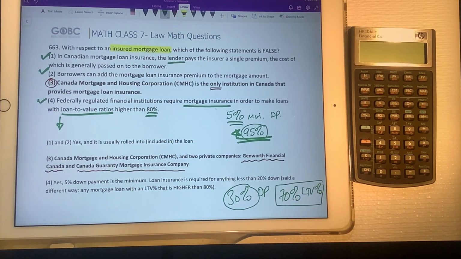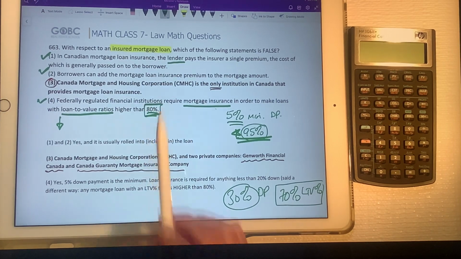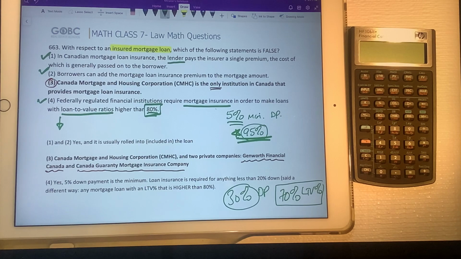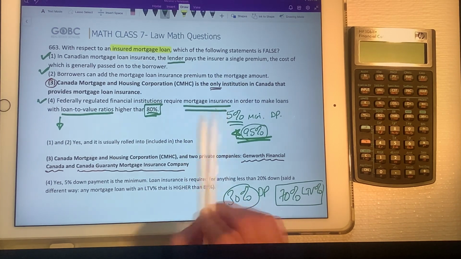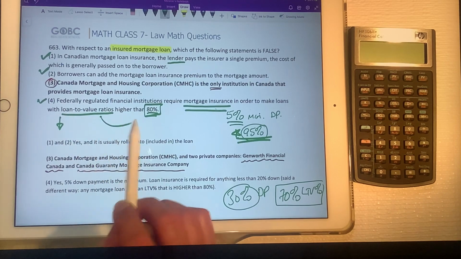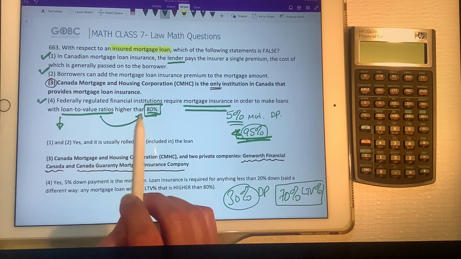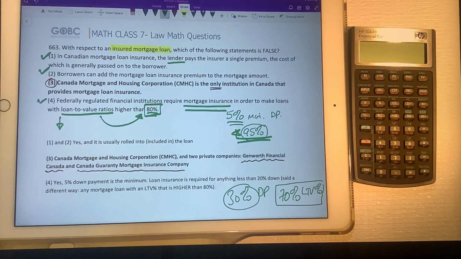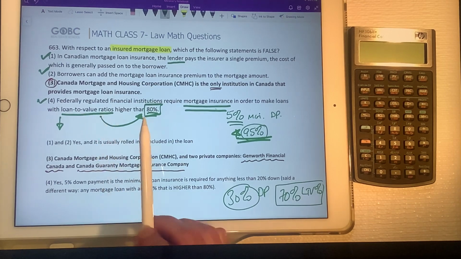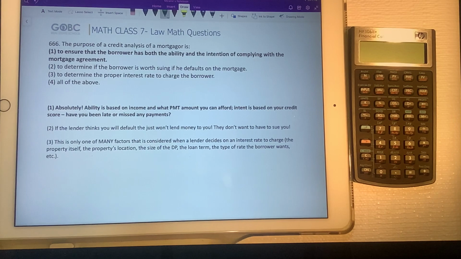You could actually get your mortgage uninsured. You wouldn't have to pay that premium. But anything that's higher than the 80%, anything that has less than a 20% down payment requires that mortgage insurance. So just be careful about how they phrase this. If they're referring to loan to value ratios, it's going to be something that's higher than 80%. If they're referring to when you can have an uninsured mortgage, then it would be a loan to value ratio that's 80% or lower. So question 666 is asking what the purpose of a credit analysis of a mortgagor is.